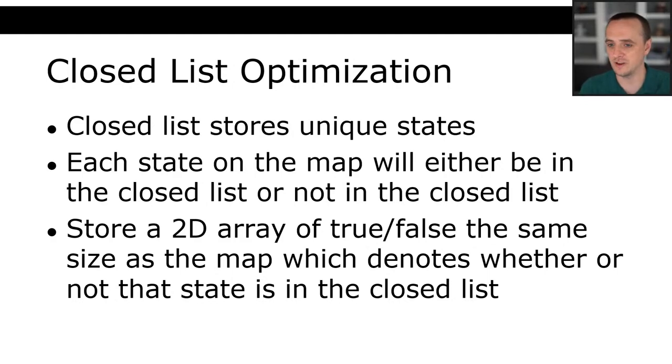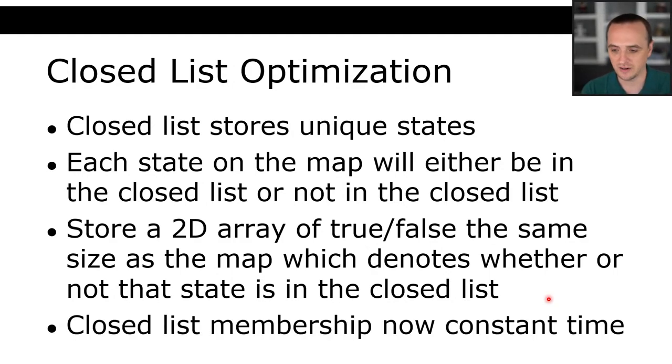And one way of implementing a map is a 2D array. So instead of having a list for the closed list, you could store a 2D array of true or false values, the same size as the map, and what that does is denote whether or not the state is in the closed list. And if you do that, then you can query closed list membership in constant time. So you no longer have to traverse the closed list to see if the thing is in the closed list. You can just do a lookup table to say, hey, is this in the closed list? Instantly. So that'll make that a lot faster as well.